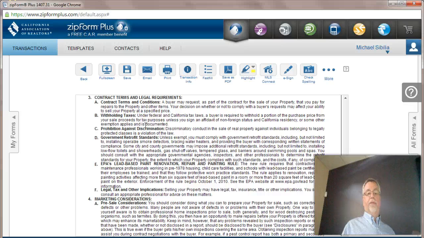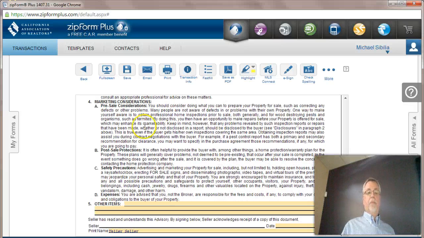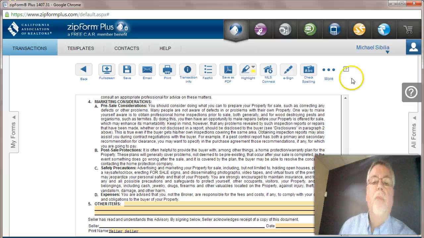Contract, withholding of taxes, pre-marketing considerations. I always like this form because notice what it says under pre-sale considerations. You can consider doing what you can to prepare your property for sale, such as correcting any defects or problems. Many people are not aware of defects or problems in their own property. One way to make yourself aware is to obtain professional home inspections. That's what it says. It's part of the seller advisory, paragraph 4A.